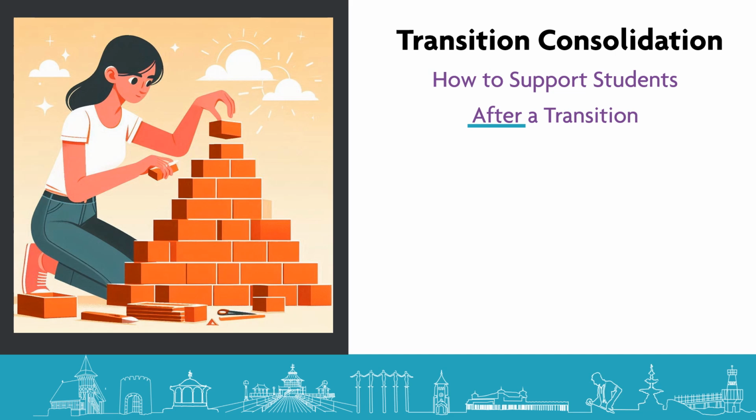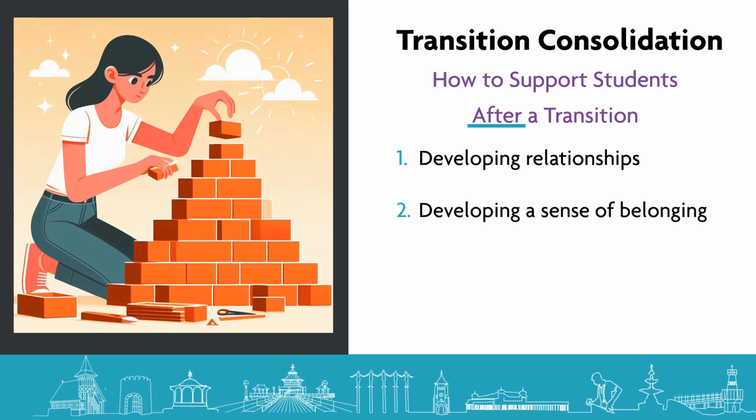So, the 4 types of activities we'll look at are developing and sustaining positive relationships, developing a sense of belonging, reviewing students' progress, and celebrating successes. Before we go on, a quick reminder that this is the final video in a series on positive transitions. It is primarily aimed at staff working with students entering new education settings. If you work with students preparing for a transition, for example Year 6 or Year 11 students, you may find the previous videos more applicable to your role.